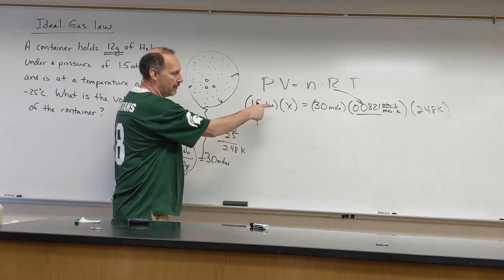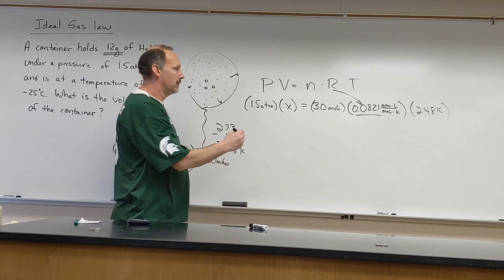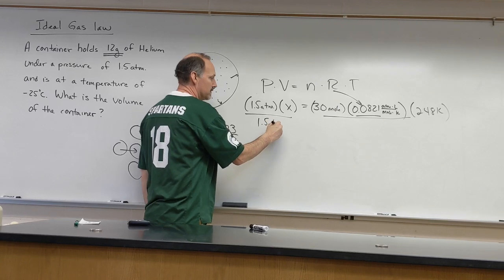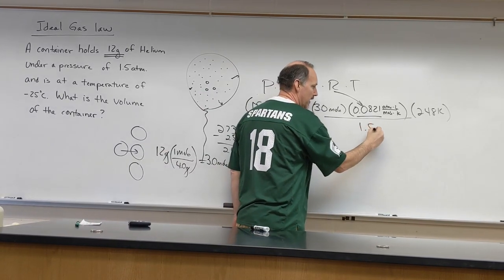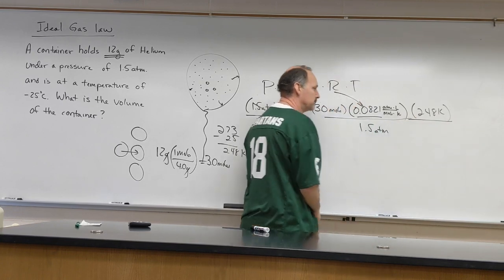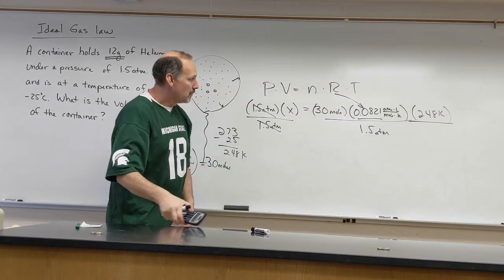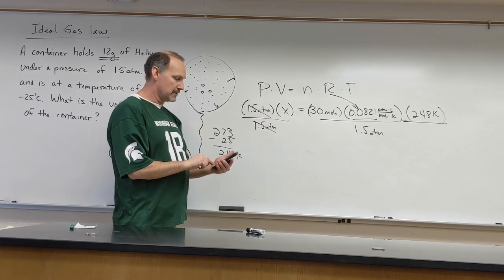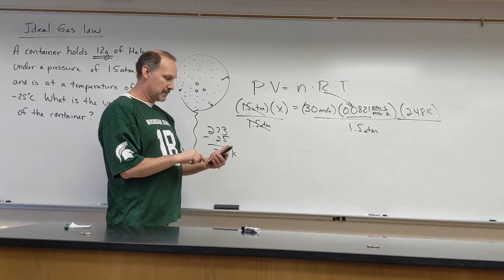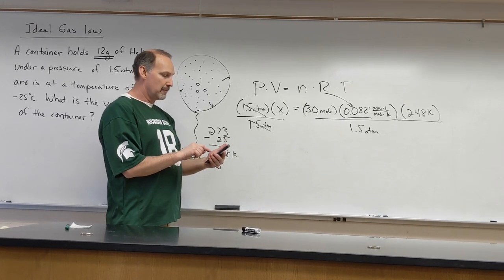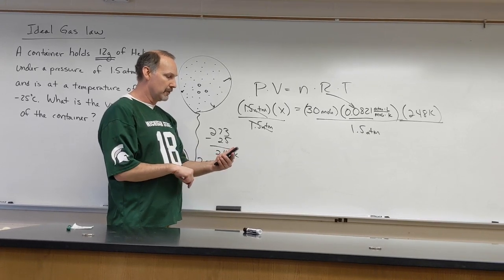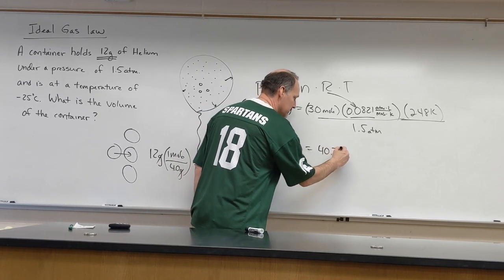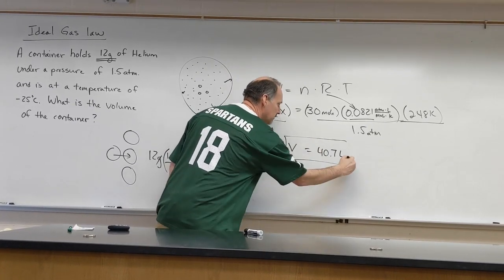Okay? Well, we want to solve for x. How to get x by itself? Real simple. We divide out by the one we don't want, which is 1.5 atmospheres. Okay? So here we go. We'll just do our math. We want to find out how big our container is. So we take 3, we go times 0.0821 equals, times 248 equals, then push divided by 1.5 equals, and I get a final answer of 40.7 liters. And so that is the new volume of the container.